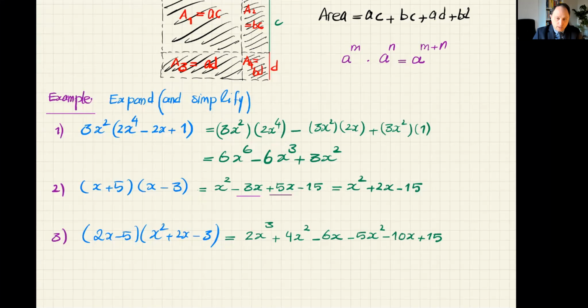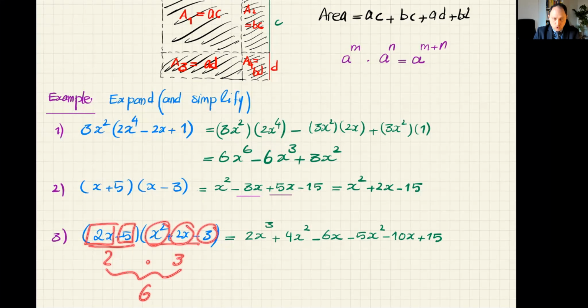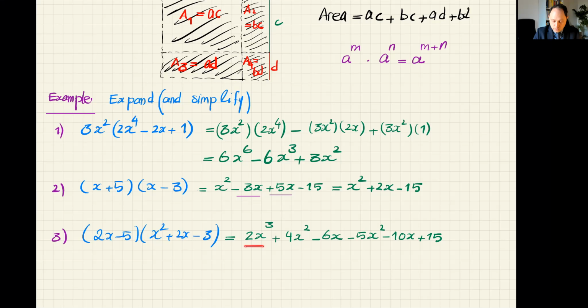Again, let me double check that I haven't ignored any term. How many terms are involved here? 2, so there are 2 terms here. How many terms are involved here? 3. 1, 2, 3. And 2 times 3 is 6. So before simplification, I have to have 6 terms. Let us double check. 1 term, 2, 3, 4, 5, 6. So this doesn't guarantee that I haven't made any mistakes, but at least this guarantees that I haven't ignored any term.